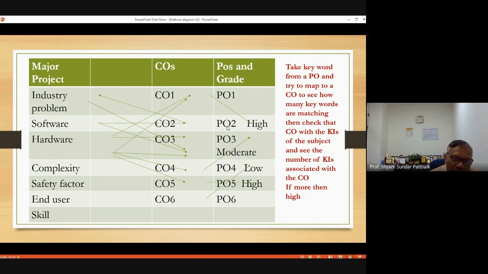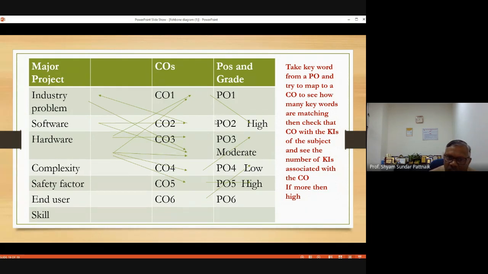Suppose the number of segments in a PO is 3 and only one segment is matching with the CO. Maybe your key indicators are more, but here the mapping is not high. So therefore, you'll have a balance. Even though only 1 is matching, you will not write it as low, because the majority of the key indicators are associated with this CO. Try to understand this. Let's say PO2 has 3 dissected segment keywords. If all 3 are matching, then your CO1, PO2 is very highly mapped.